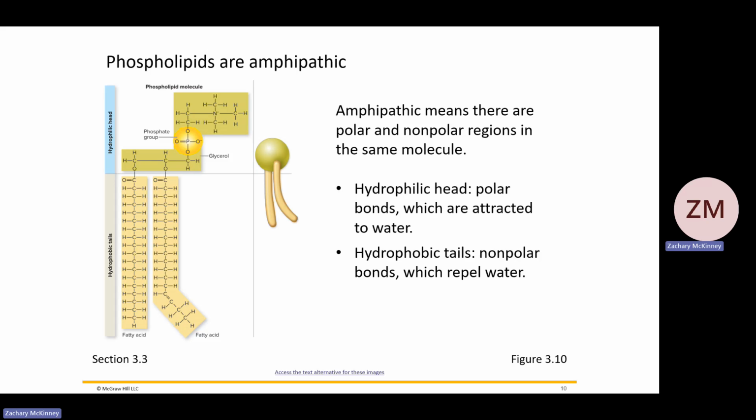As I said, these are amphipathic. There's that word written out if you want to see it. Amphipathic molecules have a non-polar hydrophobic region and a polar hydrophilic region that orients towards the water. Those are good words to learn. Go ahead and memorize those words: hydrophilic, hydrophobic, amphipathic, polar, non-polar. Connect all those together.